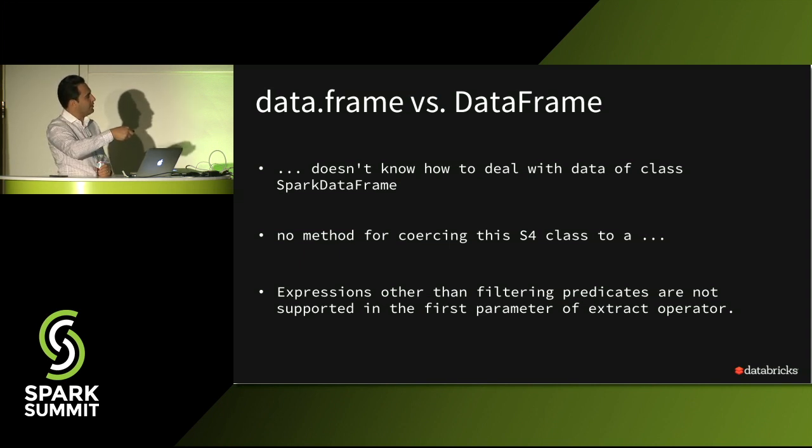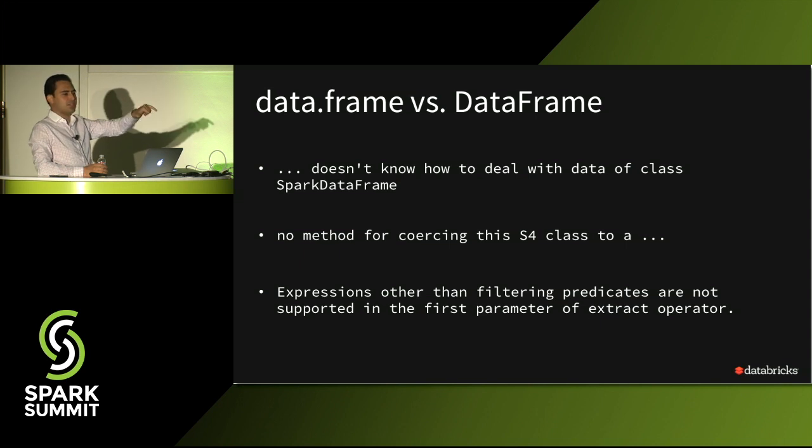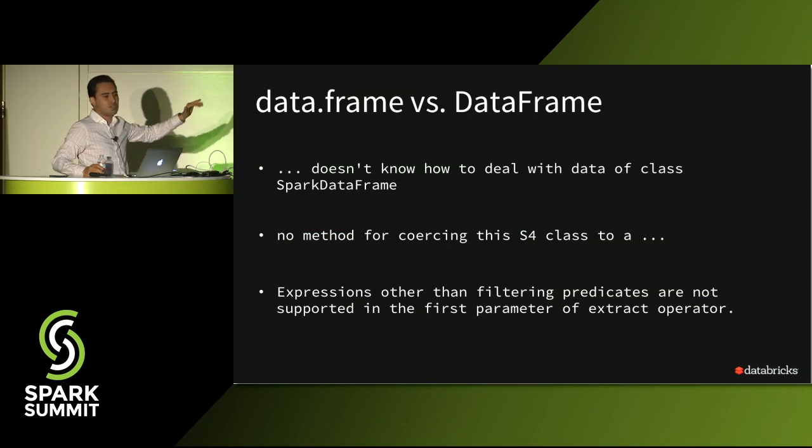Another one is this. This is common, and it doesn't give you any hint as to what the error is. It just says no method for coercing this S4 class to something, it could be a vector. Another example is expressions other than such and such are not supported as the first parameter of extract operator. You can see how confusing and how indirect these errors are, but the root cause of all of these, taken from real world examples, is the fact that a user passed a Spark data frame to a function or a package that doesn't know how to deal with it.